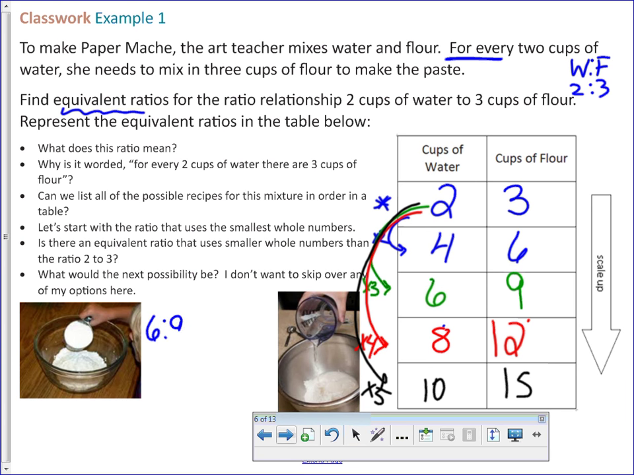I have 6 to 9 and 8 to 12. This table is telling me that they're equivalent. Does my double V method work? No. Because 6 times what is 8? I'm sure it's something, but that's way too difficult to figure out.